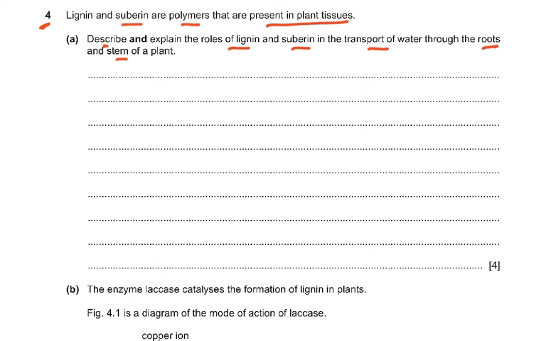Then the lignin provides strength for the structural support of the xylem. So all these points were available for you. There are about 7 or 8 points which were available, and you had to give me two for lignin and two for suberin. So you couldn't have given me all the points for just one and get the 4 marks. We would be asked as examiners to give you a maximum of 3 marks if you gave just suberin or just lignin.